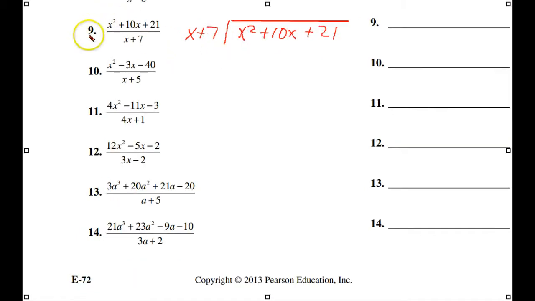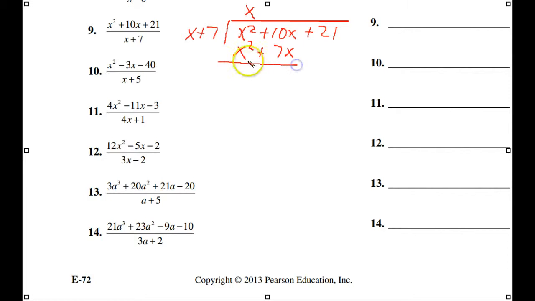Going on now to number 9. Again, we've set it up. And x goes into there. I think we can just say it's x. This times this always needs to give you that first term. This times this is a plus 7x.